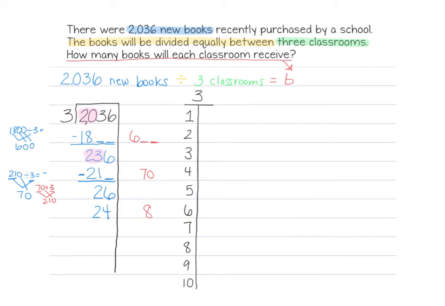Last but not least, you could check your work. 8 times 3 equals 24. That's correct. Now we're going to subtract 24 from 26. That gives us how much? 2. So if we have 2, can we divide it into 3 groups? Not evenly without getting a fraction. So this is going to be our remainder. We have 2 left over.